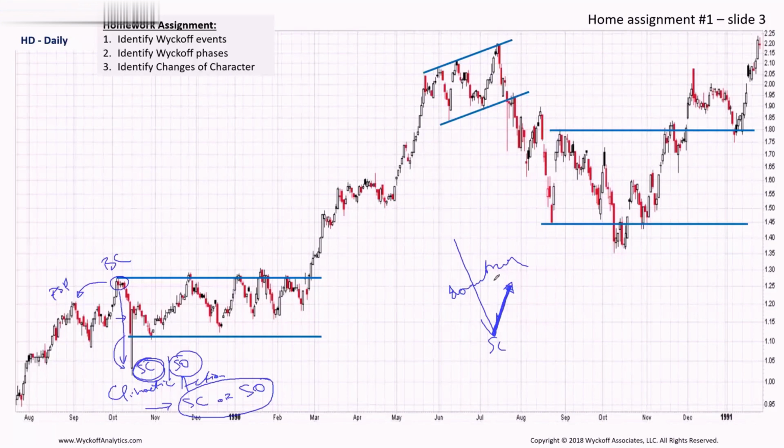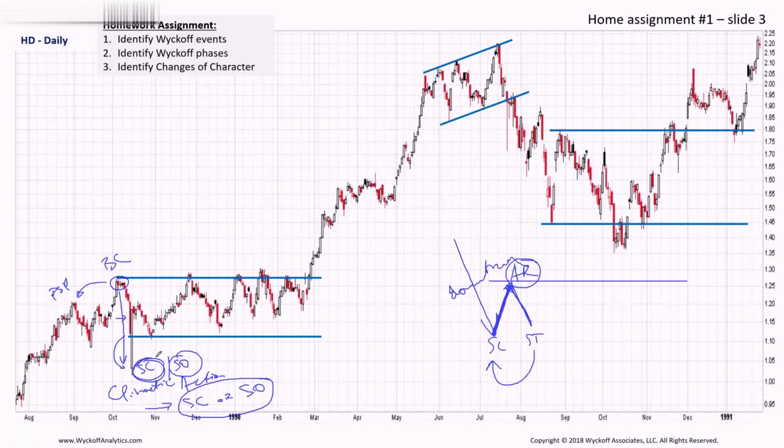And from there is a rally. How would we label the first rally off the low of the selling climax? That would be labeled as an automatic reaction, an automatic rally in the accumulation. Okay, and then the next reaction would be labeled as? Secondary test. Which is testing what? Testing the area of selling climax. Okay, so that's exactly what is happening here.